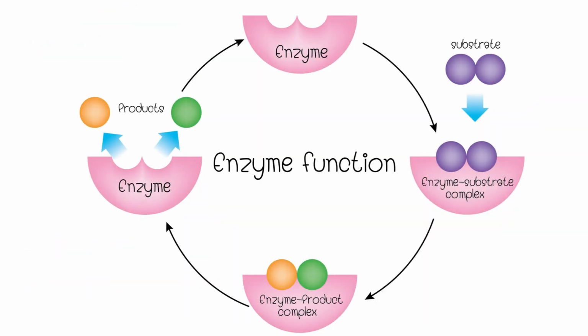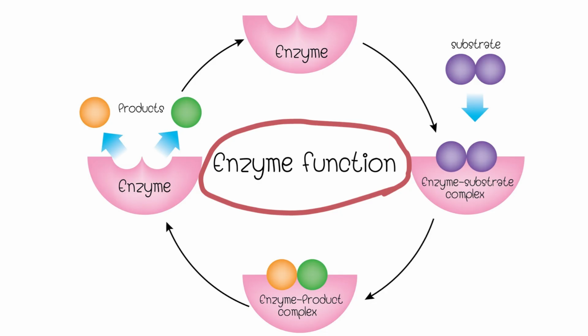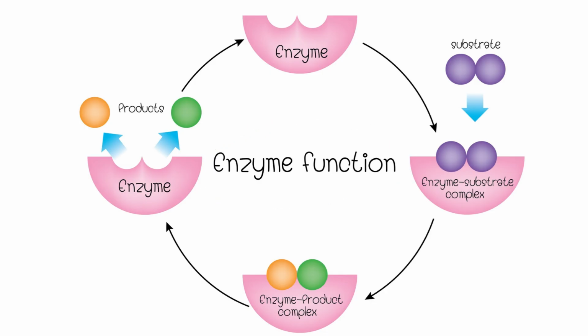Let's talk about the enzyme function as a cycle. An enzyme binds its substrate, forming an enzyme-substrate complex. Inside this temporary complex, the substrate is transformed into a new product, creating an enzyme-product complex. Finally, the product is released, and the enzyme is recycled, ready to bind its next substrate.